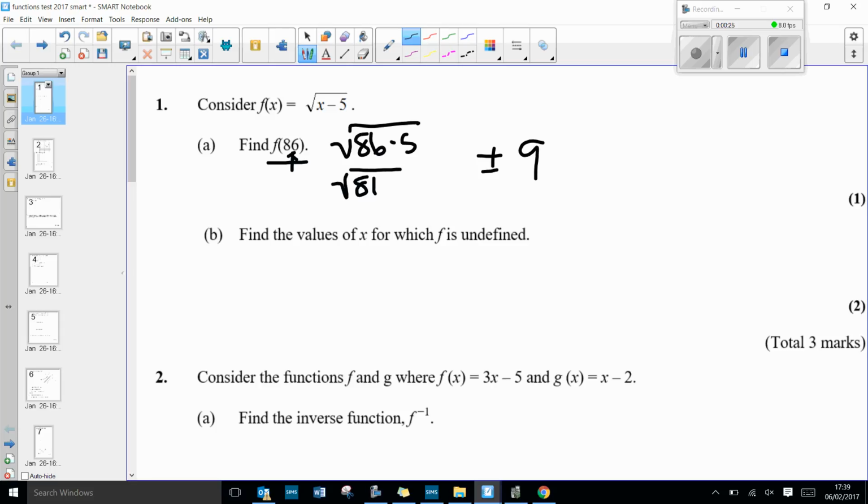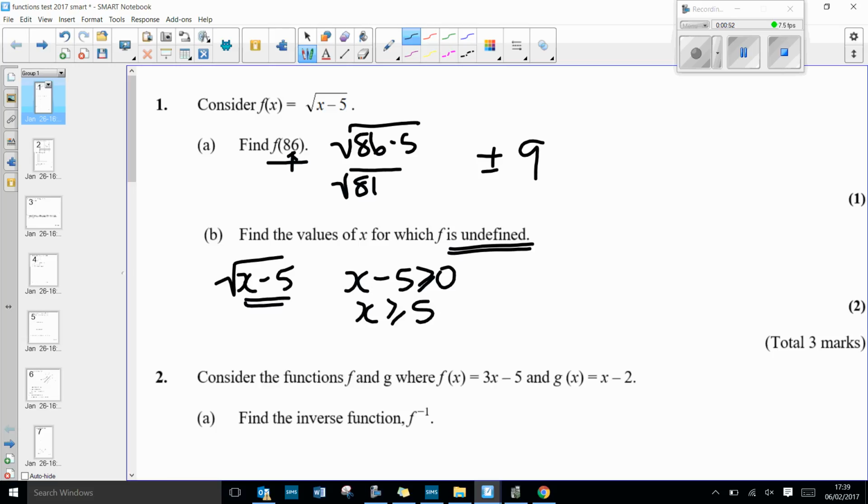Find the values of x for which it's undefined. We know if it's undefined, then there are no values of x possible. Since the function is a square root function, we know that the expression within the square root has to be greater than or equal to 0. So we say x minus 5 has to be greater than or equal to 0. So x has to be greater than or equal to 5.